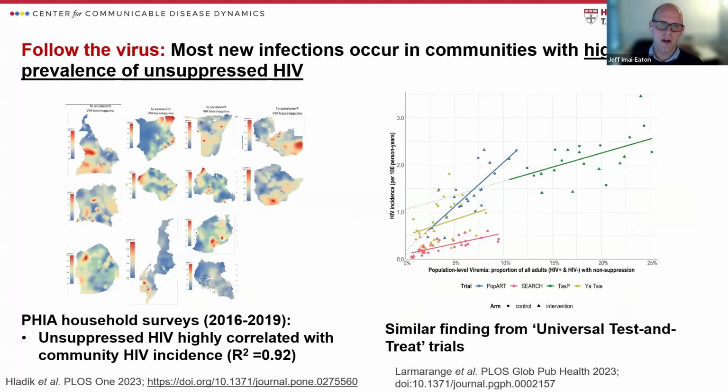Another example of following the virus to adapt our prevention programs is through geospatial analysis. We know from really strong evidence now, including from the FIA household surveys, as well as from the universal test and treat studies, that most new HIV infections occur in communities with high prevalence of unsuppressed HIV. So a combination of high HIV prevalence or high HIV burden and potentially lower treatment coverage and viral suppression. And so these are areas that we can focus on to prevent the most HIV infections.